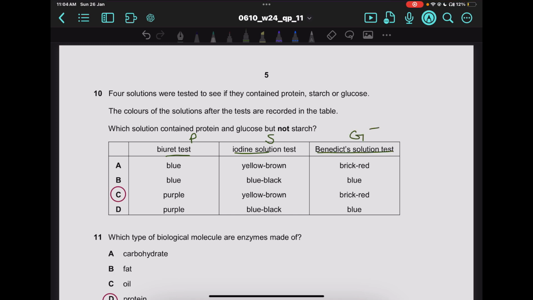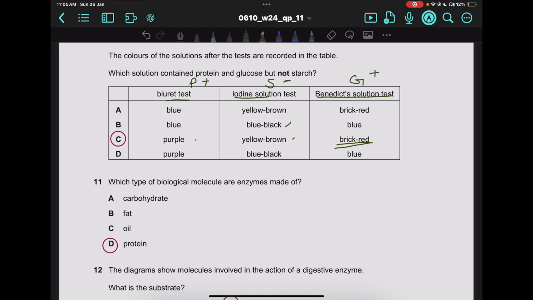So this one has to be positive, which means it has to be brick red color, not blue. And the starch has to be yellow-brown, so this is negative. The protein has to be positive because they said so in the question, and a positive protein result will show a purple color. So we have to choose purple and yellow-brown, not blue-black. Blue-black is a positive result and they do not want that. They want negative starch and positive for glucose and protein. And we have brick red, which is positive for glucose. So our answer is going to be C.